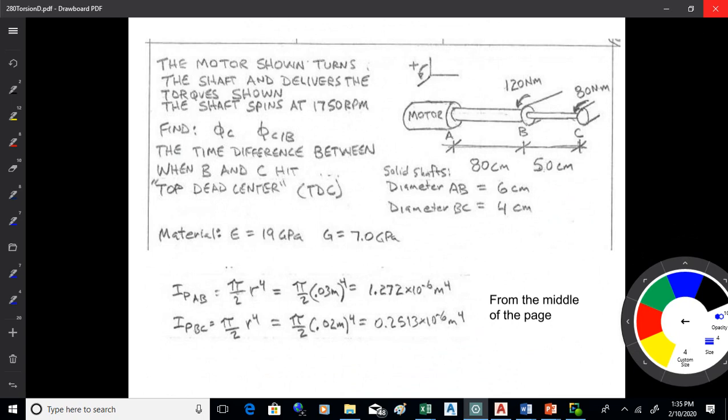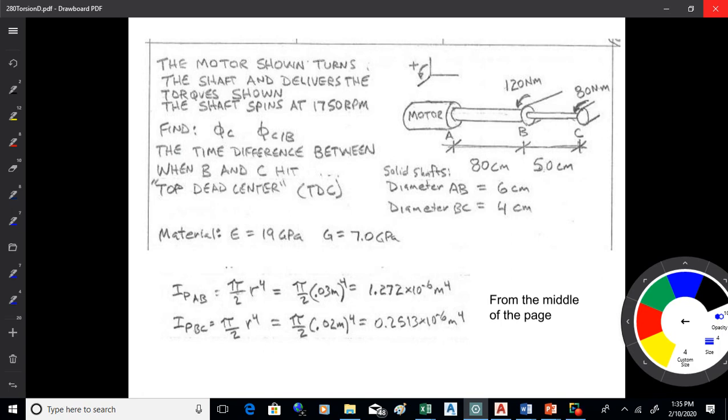All right, so let's have a look at this one here. I'm on page 609. We've got this motor shown, and this is not quite the same, but it's on the same idea. We've got 2 torsions applied here, 2 pulleys. We've got a motor at A with a shaft going to B that has a 6 centimeter diameter, then from B to C it's got a 4 centimeter diameter.